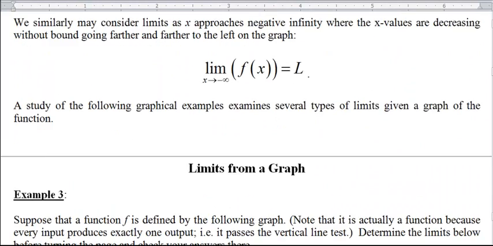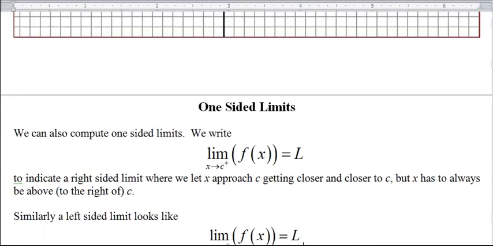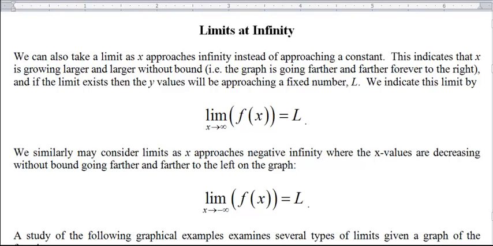Now we have a couple other things we can do. Instead of approaching a constant, we can let x approach infinity or minus infinity. So we could say the limit as x approaches infinity of f(x) is L. That means we're going way out to the right with x, further and further out to the right of the graph. So x is getting larger and larger, increasing without bound, and the further out we go, the closer y gets to the value L. Similarly, we can go far to the left. That's the limit as x approaches negative infinity. The x values are decreasing without bound, going farther and farther to the left on the graph, and the y's are getting closer and closer to some value L.